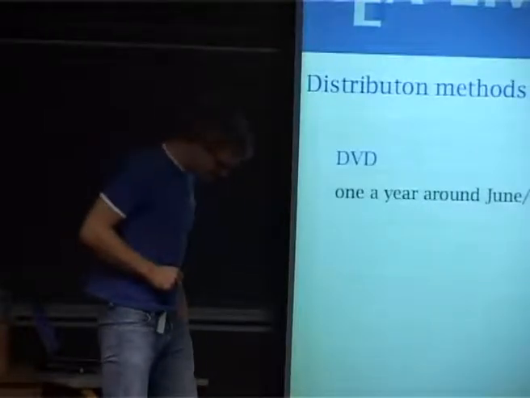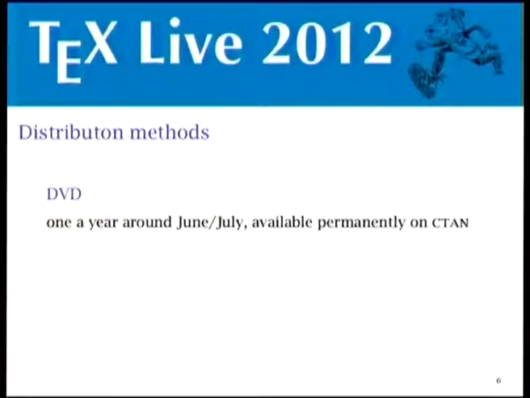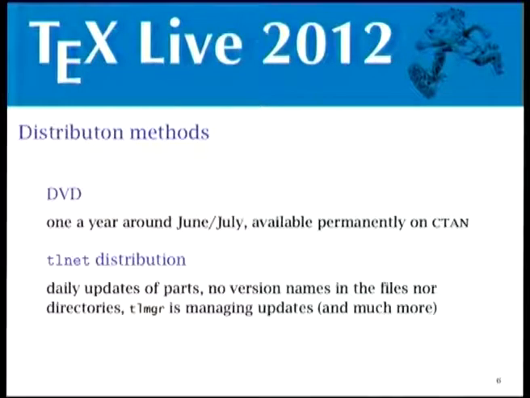So what are these TeX Live distribution channels? We have one DVD per year. It's normally in June or so, and this stays for about one year, and you can go back quite some time. But most people nowadays use the very convenient option. We call it the TeX Live Network Distribution.